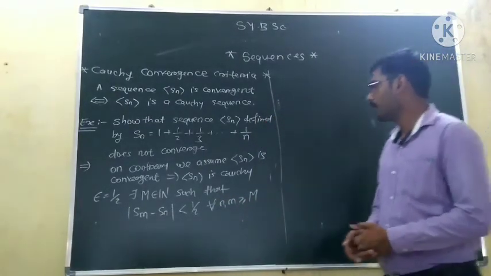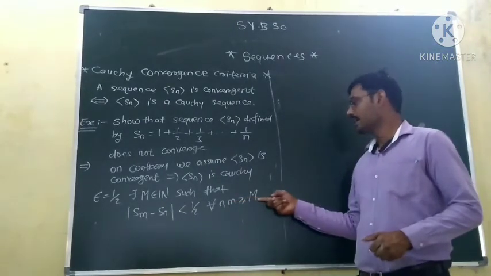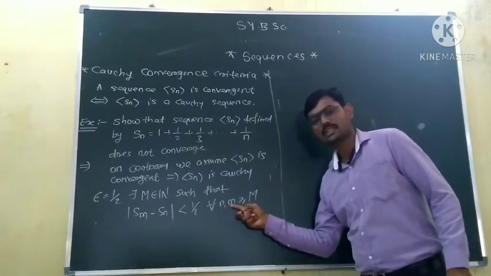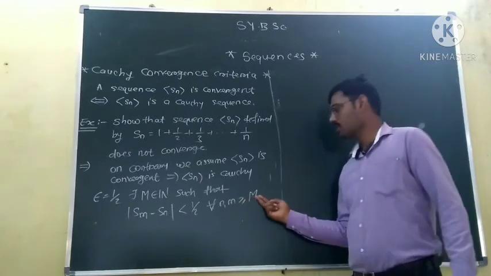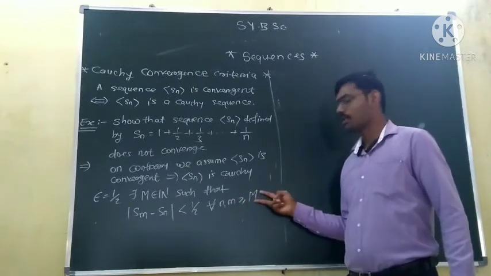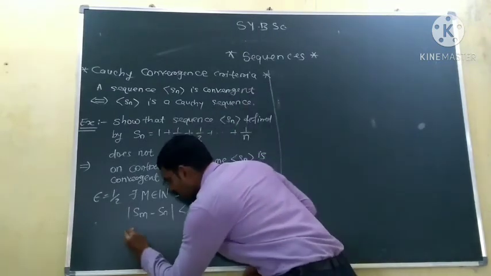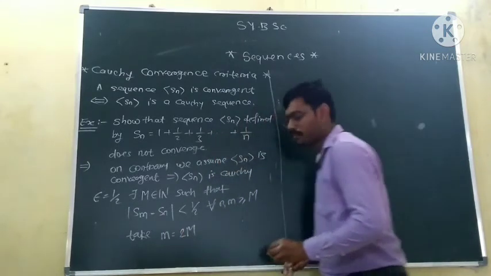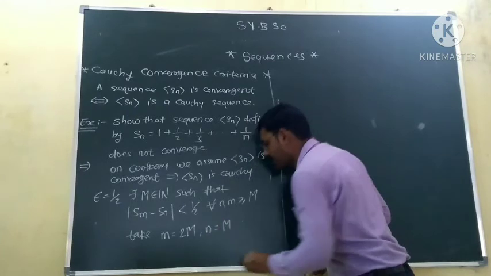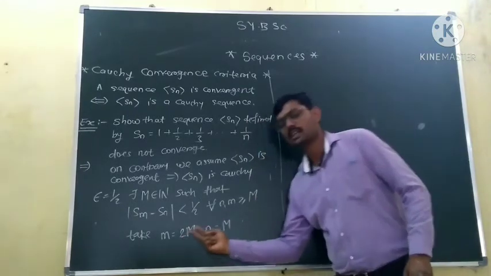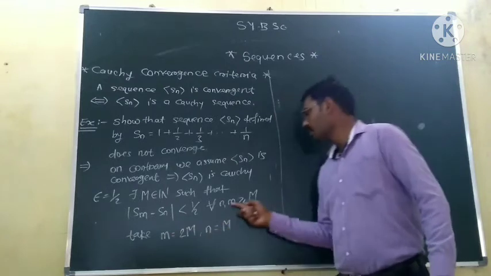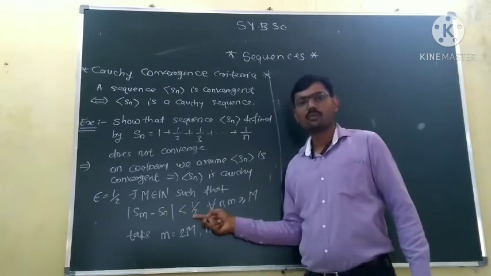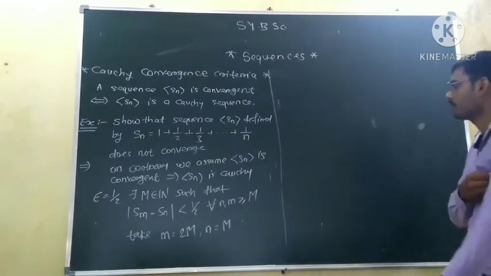Now we will take a particular case for n and m greater or equal to M. So we want the elements which are greater or equal to M. So we will take this small m equal to 2 times this capital M, and n equal to M. Now M is greater or equal to M, and twice M is also greater than M. So both n and m are greater or equal to this capital M. So we put these values in this inequality.